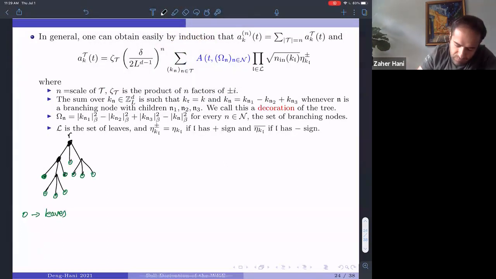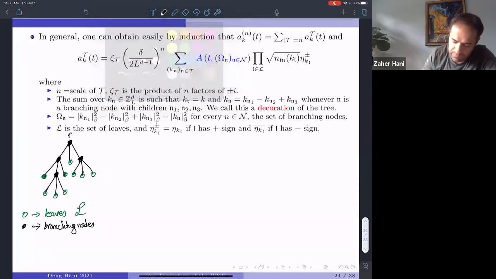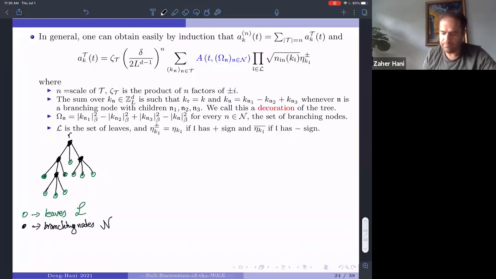The things in black are the, say, the branching nodes. So these are branching nodes. The set of leaves we will denote by L. The set of branching nodes we will denote by script N.